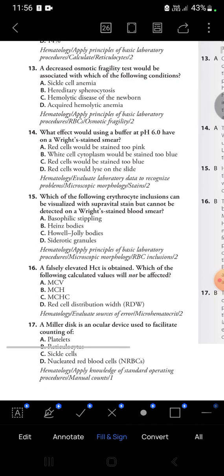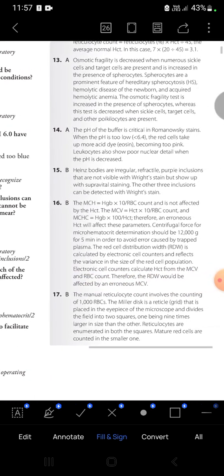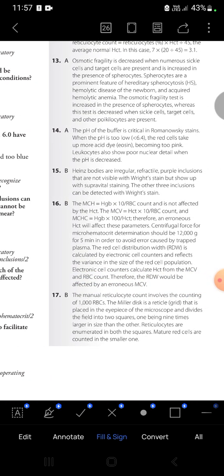Which of the following erythrocyte inclusions can be visualized with supravital stain but cannot be detected on a Wright stained blood smear? Answer is B, Heinz bodies. Heinz bodies are irregular, refractile purple inclusions that are not visible with Wright stain but show up with supravital staining. The other three inclusions can be detected with Wright stain.